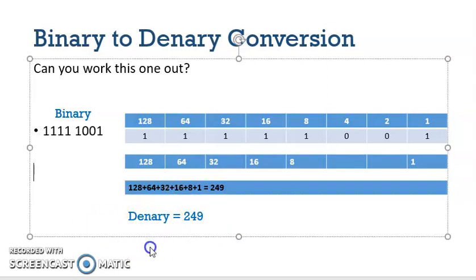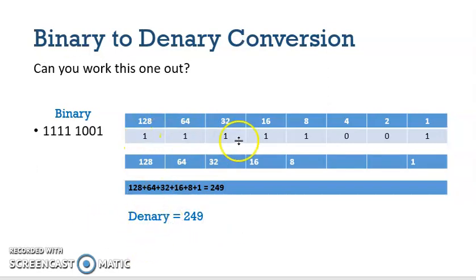Now the way to check that simply is just anywhere that there's a 1, make sure that you've copied over the binary number first correctly into your table, and then anywhere there's a 1 you just add the placeholder above. And I can see there that if I add this sum together I get 249, which is correct.